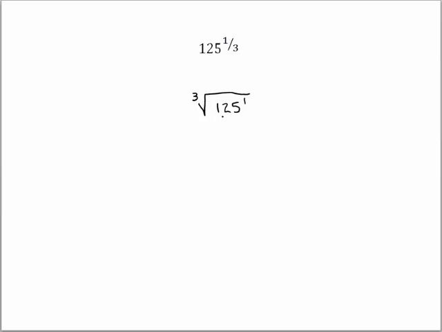And if we solve that a little further, we can determine that the cube root, if we break that up into 5 times 5 times 5, we have three 5s. Therefore, we can take that 5 outside the radical. So the cube root of 125 is actually 5.